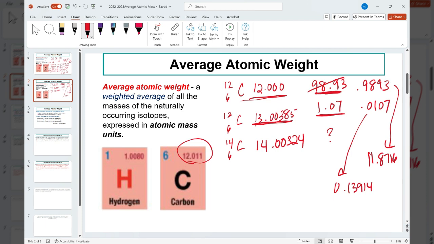And that will give us an atomic weight of 12.011, which is actually found on the periodic table. So this average atomic weight is the weighted average of all of the element's naturally occurring isotopes. The isotope that has the biggest percent abundance is going to have the biggest impact on the weight that goes on the periodic table.